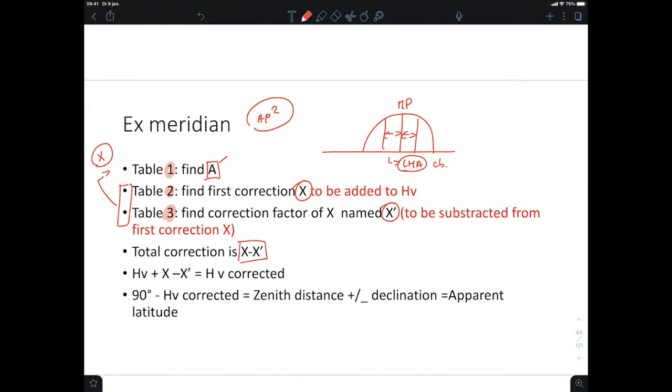And then the idea is that finally, you end up with your altitude, you add the first correction, you subtract the second correction, and then you get your corrected altitude, with which you then calculate the zenith distance at culmination corrected. Voilà, then you add or subtract the declination, and this will give you your apparent latitude.